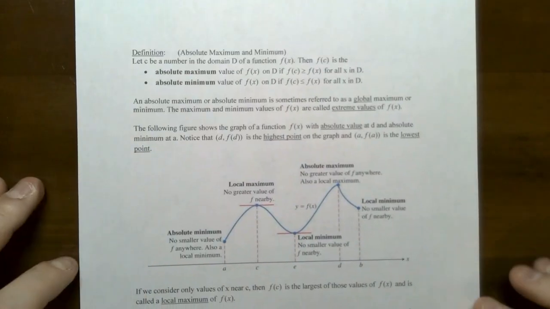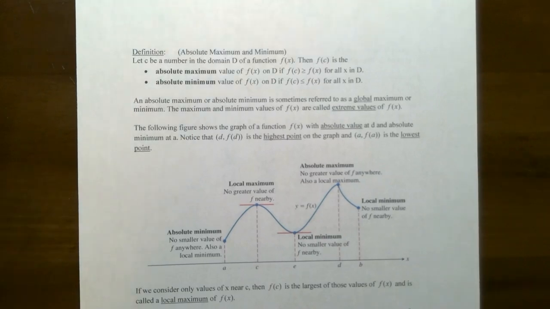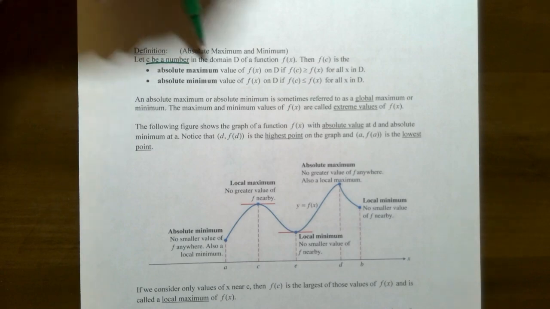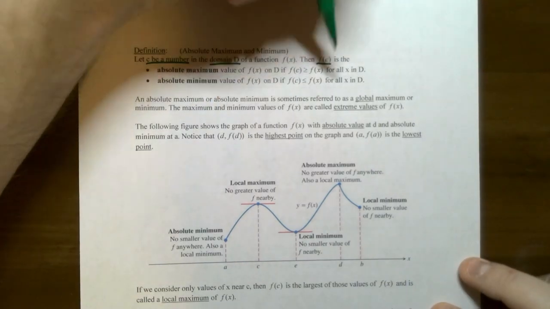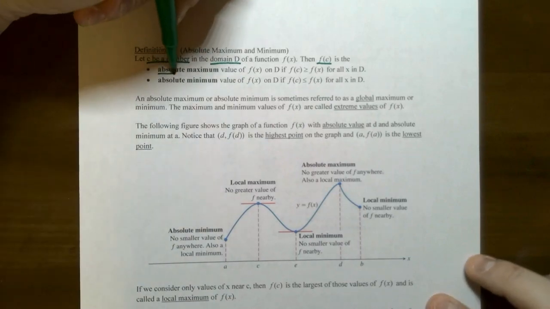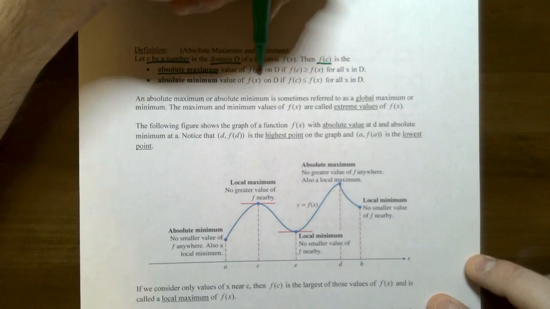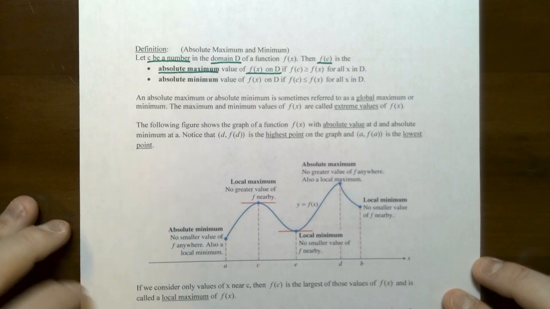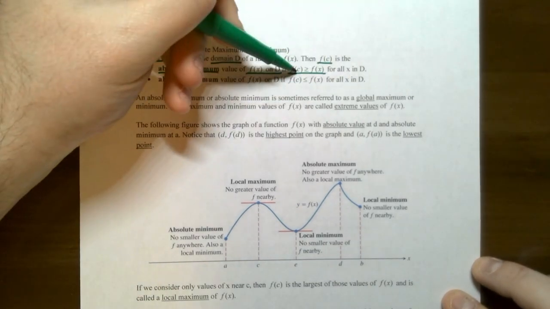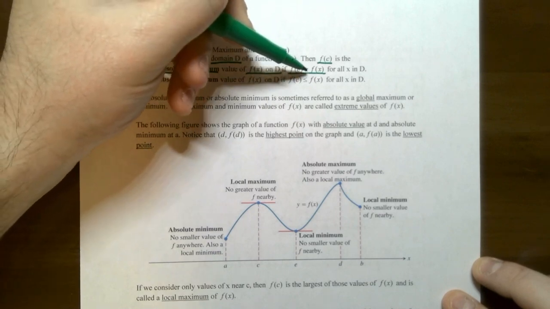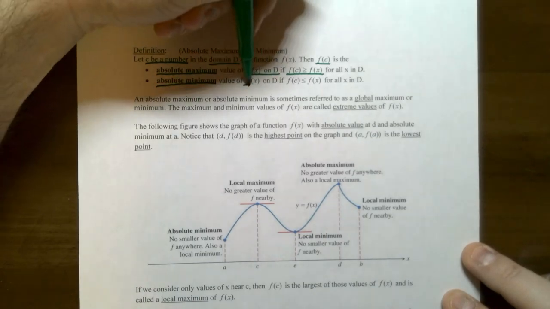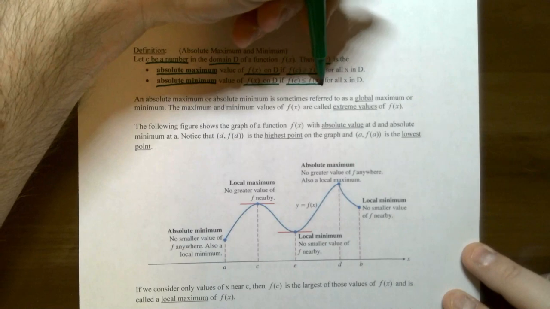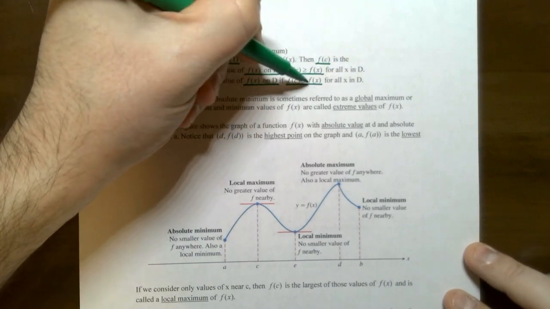This is the formal definition of an absolute maximum and absolute minimum of a function. You have a number c that is in a domain. That means some interval, closed, half closed or half open, or open interval. For a function f of x, the y value f of c is called the absolute maximum of the function on that domain if f of c is greater than or equal to all other y values on that domain. The absolute minimum value on that domain is f of c if f of c is less than or equal to all the other y values on that same domain.